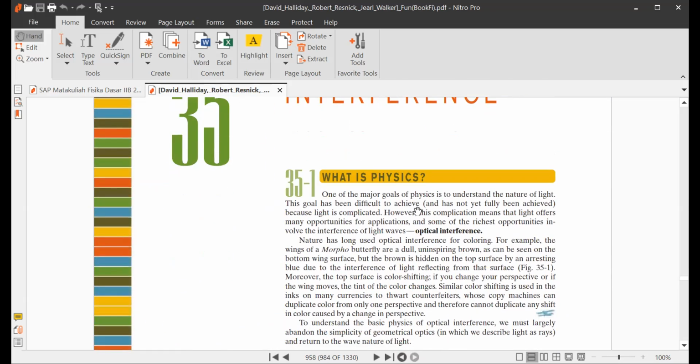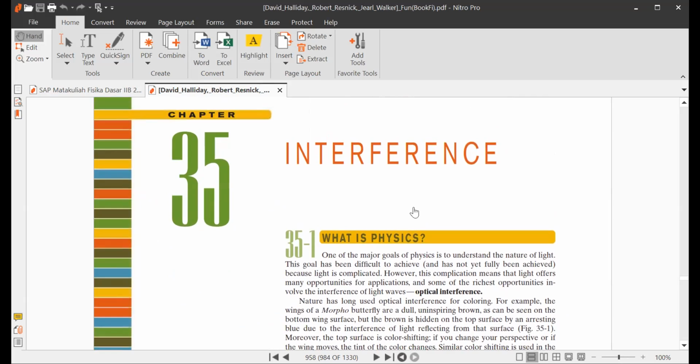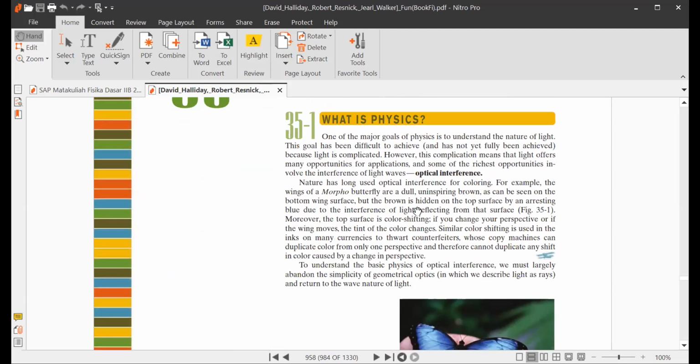Okay, you can open your book, Halliday Resnick, about interference. This interference we have discussed in the wave lecture. Interference is nothing but the superposition of two or more waves. Yeah, two or more waves. Okay.